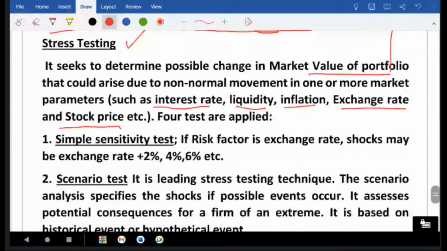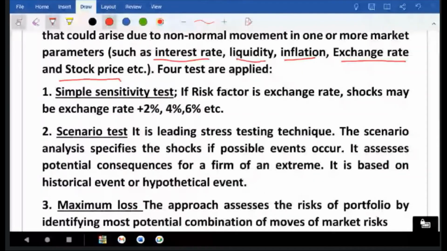These are simple sensitivity tests. If the risk factor is exchange rate, the shock may be an exchange rate change like 2%, 4%, 6%, etc. I'll repeat once again: in a simple sensitivity test, if the risk factor is exchange rate, then the shock may be exchange rate like 2%, 4%, 6%, etc.